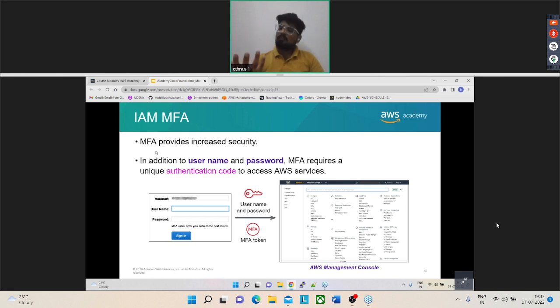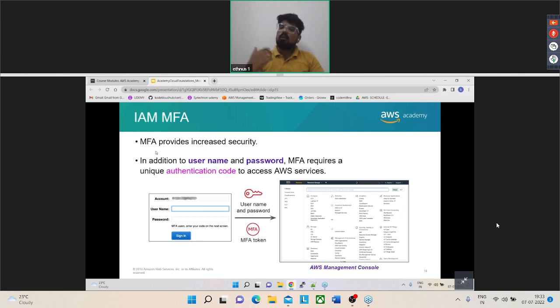And we use this MFA very heavily inside the IT industry. Suppose you are working for a client and you want to access the client environment. Either you can do it through VPN, or they will provide you a token, so that with the help of the token one can access. So it is authorized.